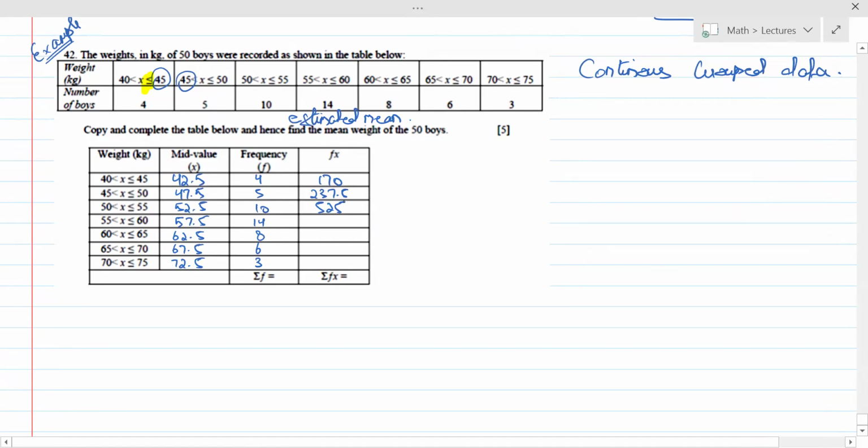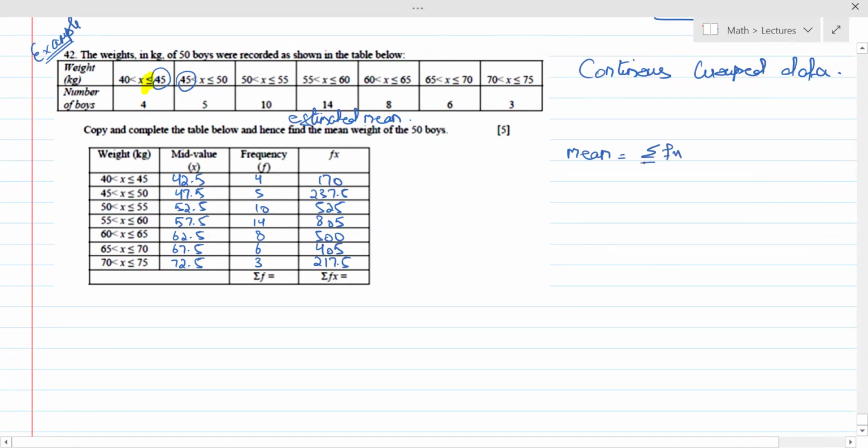57.5 into 14 gives us 805. 62.5 into 8 gives us 500. 67.5 into 6 gives us 405. 72.5 into 3 gives us 217.5. And we know the formula for mean.